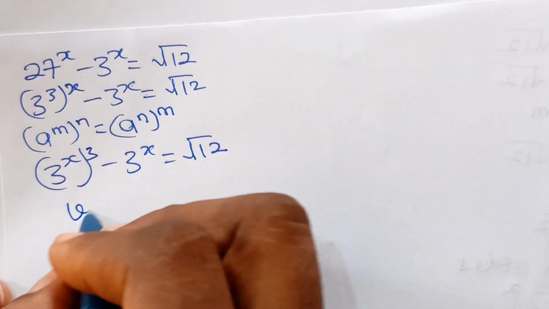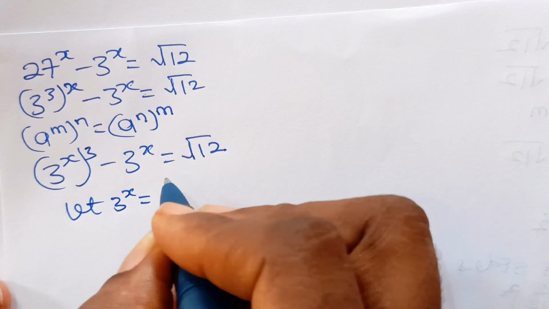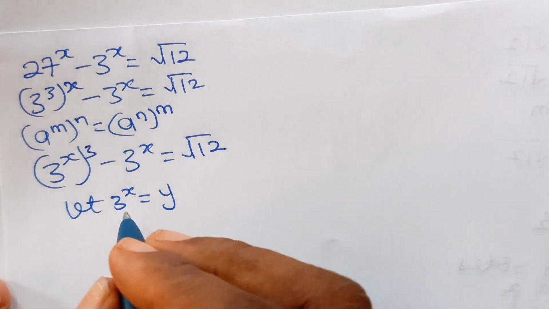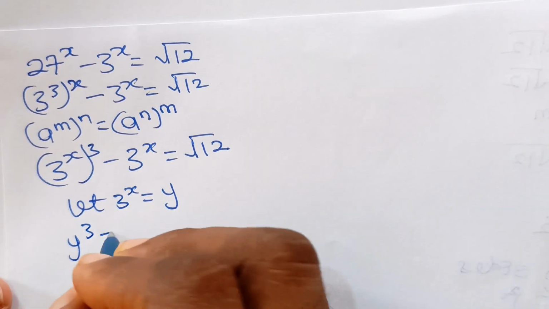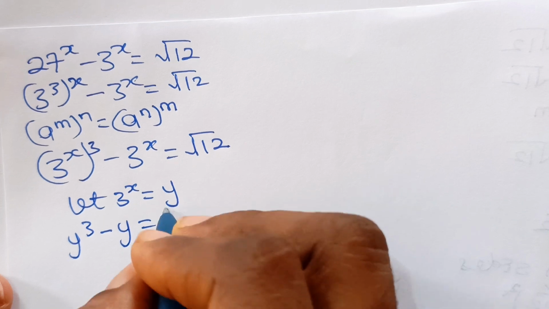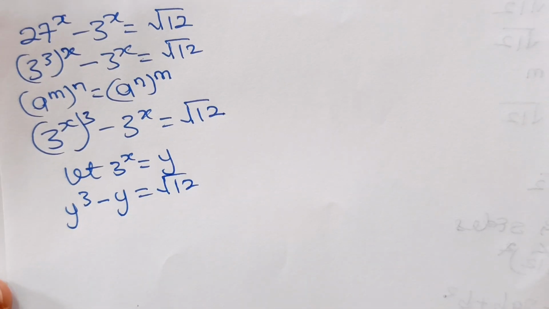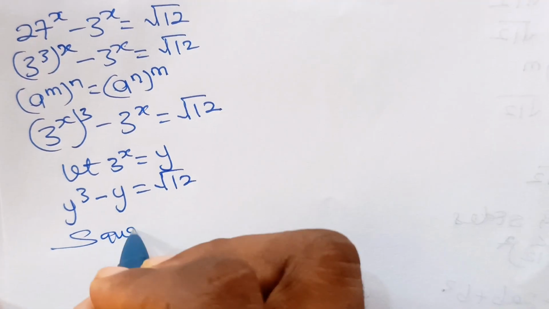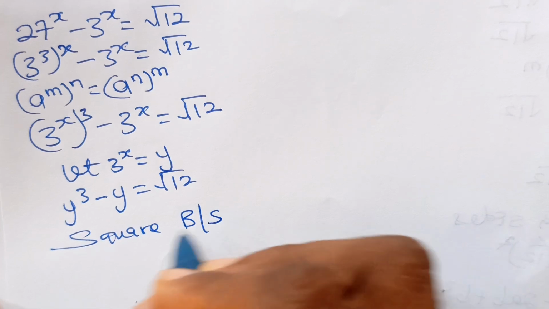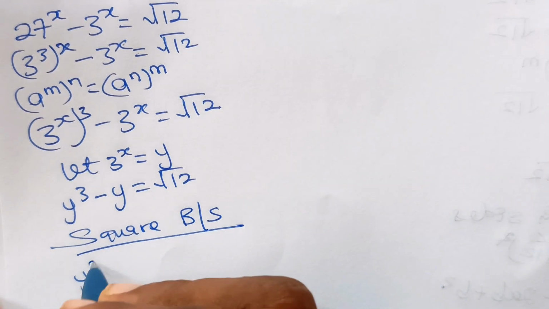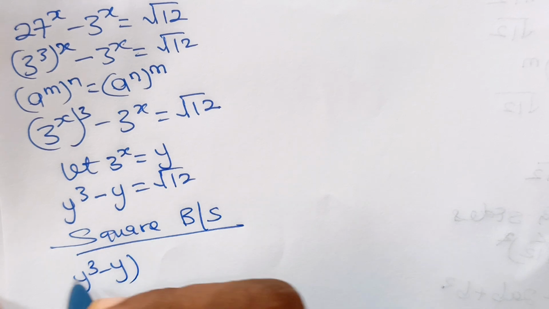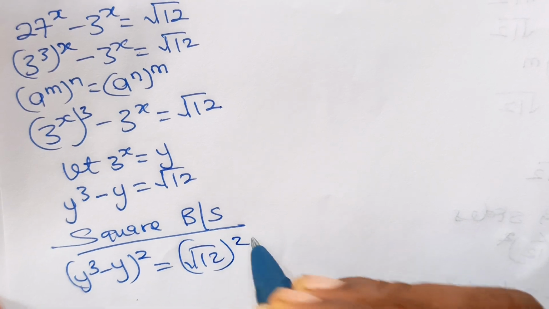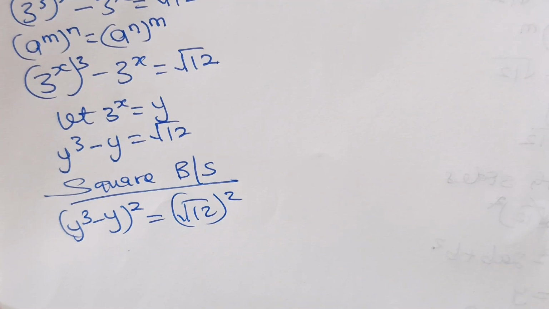Now, let 3 to the power of x be equal to y. The essence is to simplify this equation. So what we have now is y to the power of 3 minus y is equal to the square root of 12. Now, let's square both sides of the equation. So if we square both sides, we are going to have y to the power of 3 minus y, raised to the power of 2, is equal to the square root of 12 raised to the power of 2.